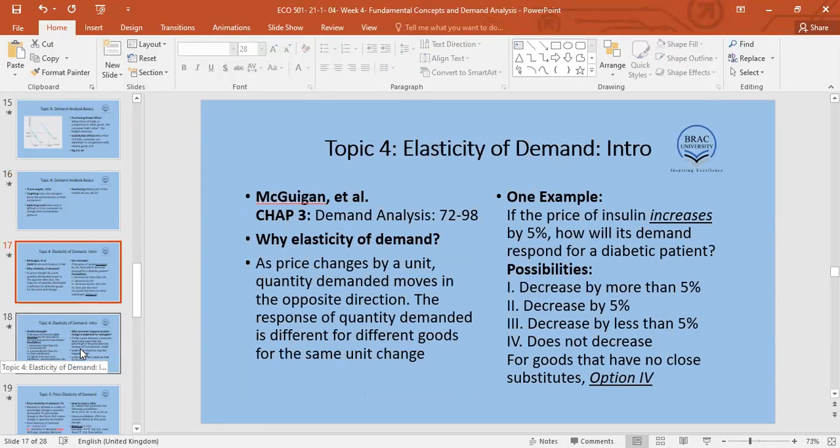Okay. Now, this is the main topic that we want to discuss today. That is elasticity of demand. Let me stop share. Is there anybody in the class who knows what elasticity of demand is? Yes, sir.